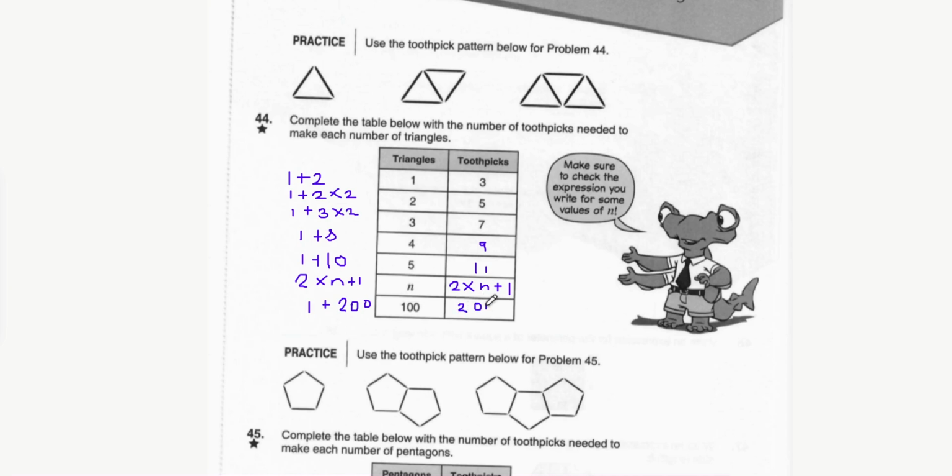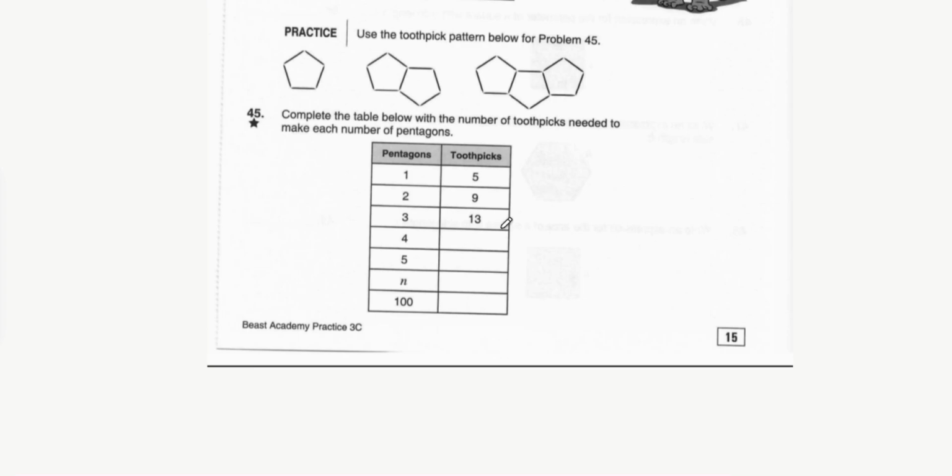Next, we have to use this toothpick pattern below for problem 45. We have to complete the table below with the number of toothpicks needed to make each number of pentagons. For one pentagon, it takes 5 toothpicks. For 2 pentagons, it takes 9 toothpicks. For 3 pentagons, it takes 13 toothpicks. And then for 4 pentagons, we have to figure out how many toothpicks it will take.